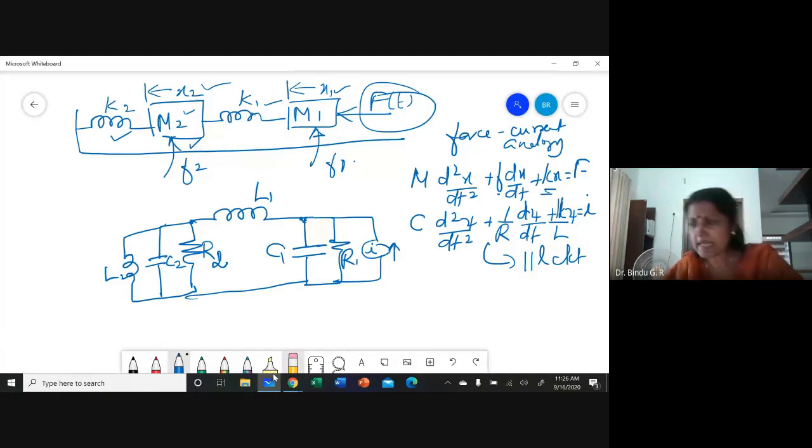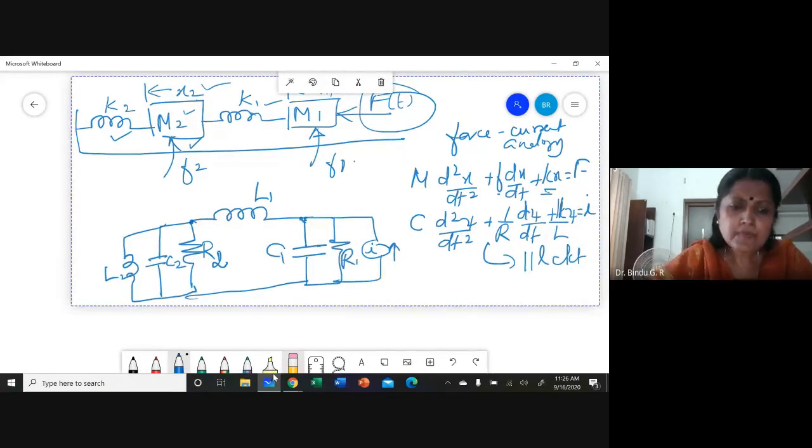This has also been given in your notes, so I'm not giving you much time for this. This is easier. So if at all you get questions on analogous circuits, it's very easy. Only remember whether it is force current. If it's force current, it is a parallel circuit. If it's force voltage, it is a series circuit.